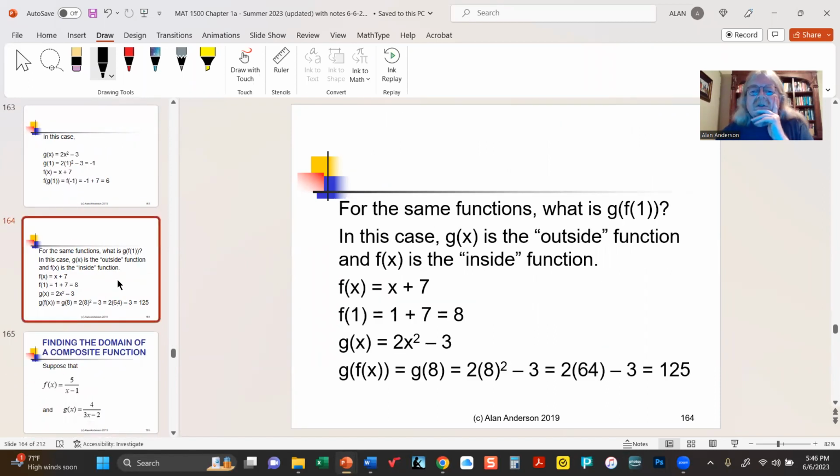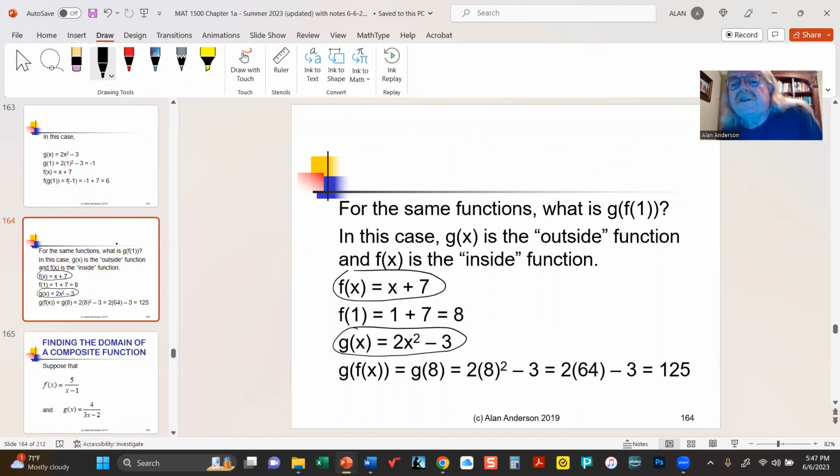And then we can try g of f of 1. Okay, so here's our f of x. Here's g of x. So because we're looking for g of f of 1, I want to start by evaluating f of 1, which you can see here is simply 8. So therefore, g of f of 1 is the same as g of 8. Plug in all the 8s here, and I ultimately end up with 125.